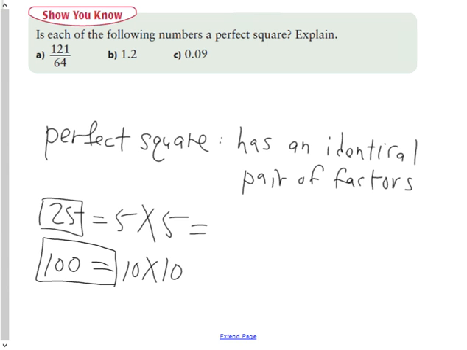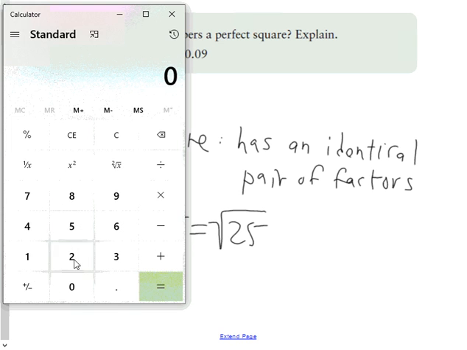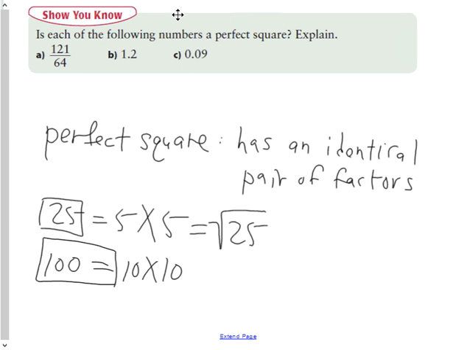In order to determine if it's a perfect square, I have to be able to square root 25, and if I put the square root of 25 in a calculator, it says 5. So it tells me what number you multiply by itself. Same thing with 100, the square root of 100. If I put that in a calculator, it'll tell me 10, so therefore 10 by 10.